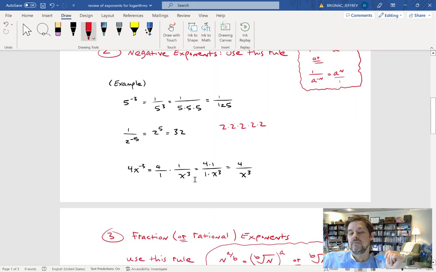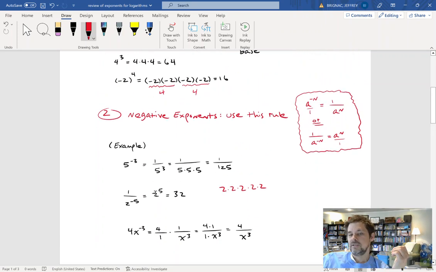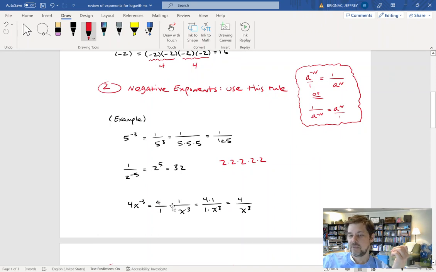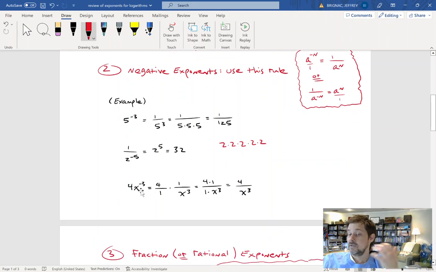All right, what about this one? 4 times x to the minus 3 power. As it is, we're in algebra. Algebra is, I guess you could say, how we do math with symbols other than numbers. Like 5 and 3 are numbers, so that is just a matter of calculation. That is not algebra. But when we have an x or a y or a z or some symbol that stands for or represents a number, then we're doing algebra.